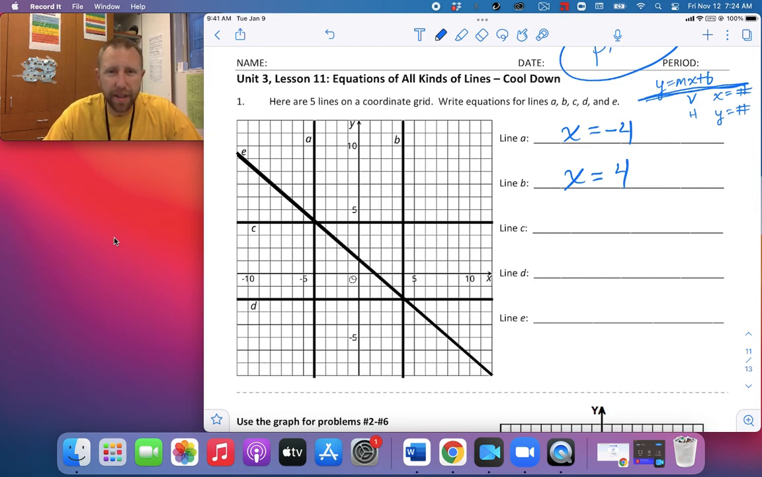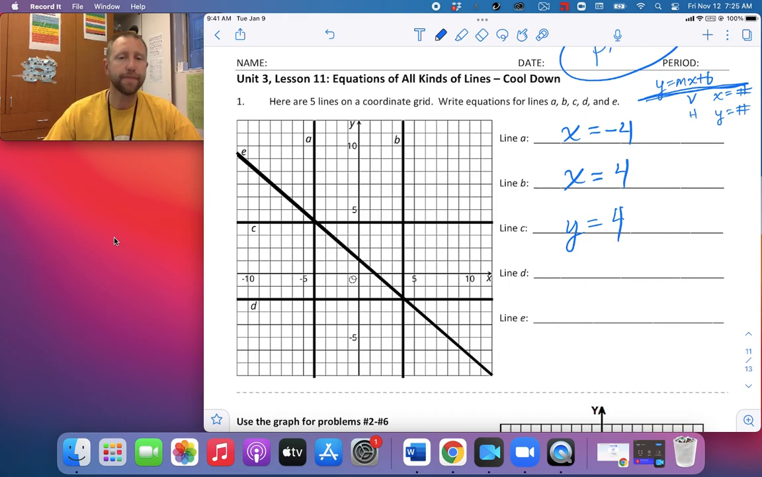So I do line C. Line C, where's line C? Line C is right here. So I've got this horizontal line. So this horizontal line gives me that special equation of y equals a number. So what number is this going to be? For C, here's the origin. Looks like I go up 1, 2, 3. I go up 4. So it's just y equals 4.